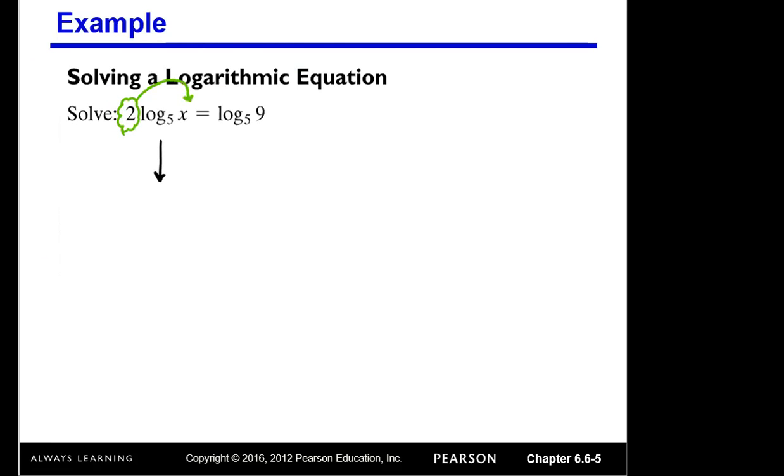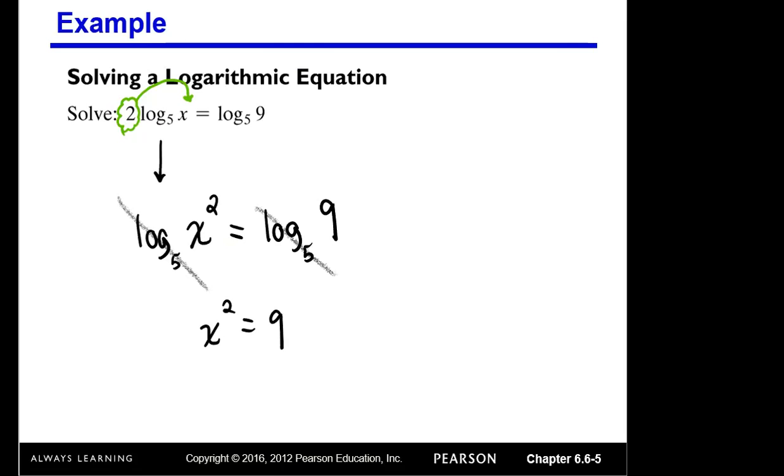So I'm going to rewrite the left side as log base 5 of an x to the second, and then that'll equal log base 5 of 9. And since I got the log base 5 of this equals the log base 5 of that, I can just drop the log base 5s. And I will have x squared equals 9, which is a quadratic. And I'm just going to go ahead and square root both sides. I'll use that method instead of factoring.